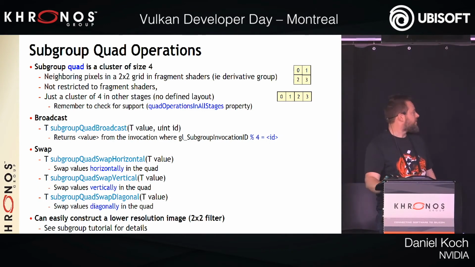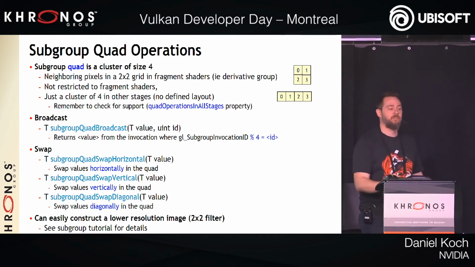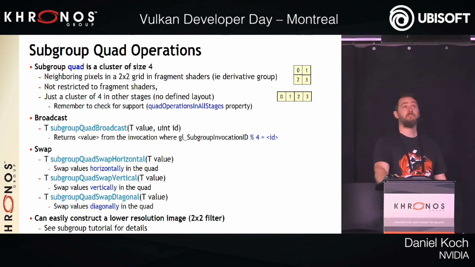So what might you use these for? An example is constructing a lower resolution MIP map. You can use these to add all the values in a quad together and divide them by 4 and output a lower resolution MIP map. There's a subgroup tutorial by Neil Henning, who wrote most of the extension for this and did a lot of the work for that, which I have linked at the end.